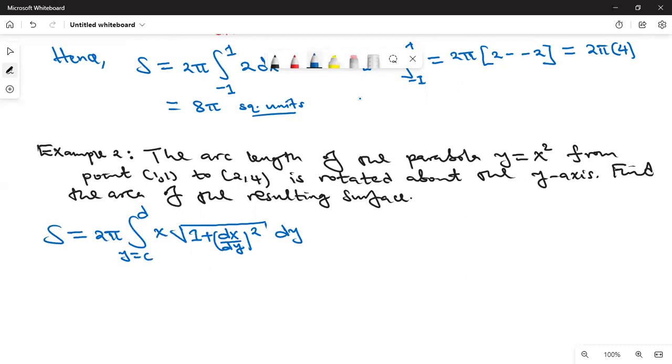So from the formula, it's now easy to know what we need to calculate. In the equation we are given, look at the y value at the point (1, 1). So c is equal to 1, d is equal to 4, y is equal to x squared. So I need x. This means x is equal to the square root of y.